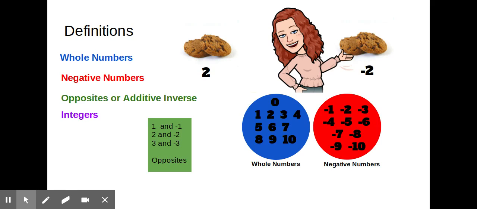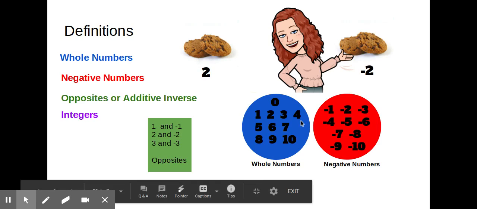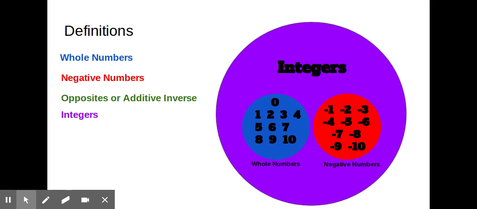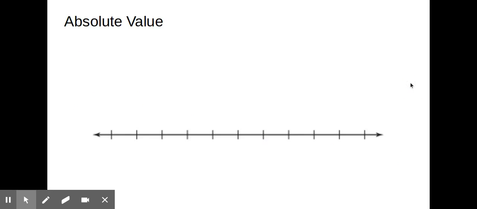So now we're going to talk about what happens if we include all these whole numbers and all of their opposites into one single set. That would be called integers. So integers include whole numbers and their opposites. Still no fractions or rational numbers. We're not worrying about that right now. Just the whole numbers and their opposites. All right, we're going to move on to figuring out absolute value.